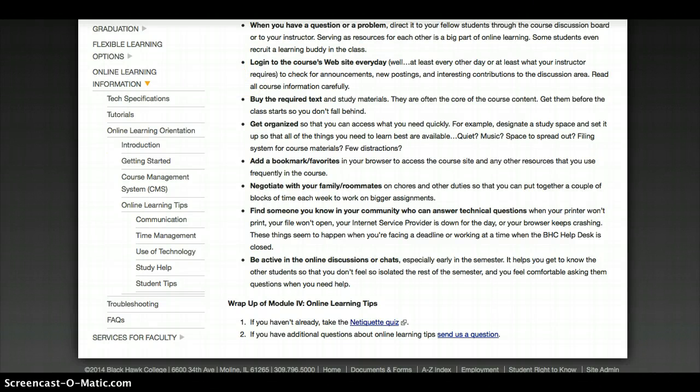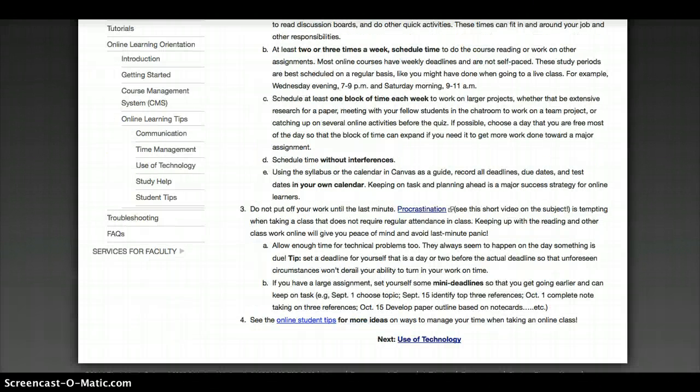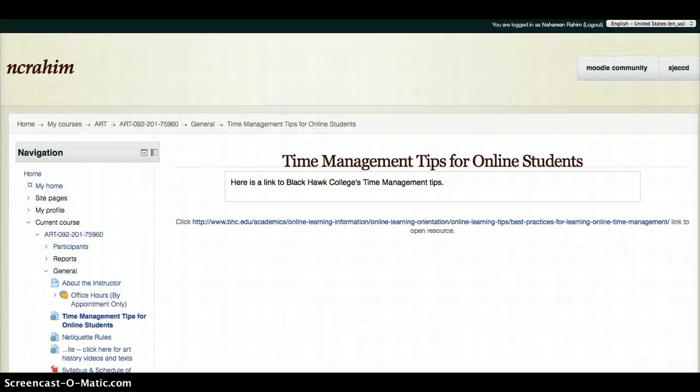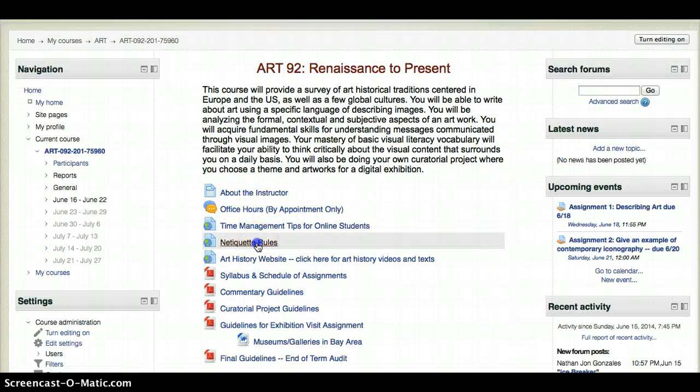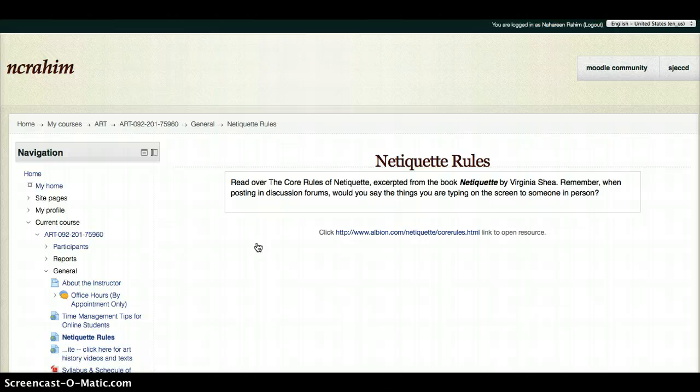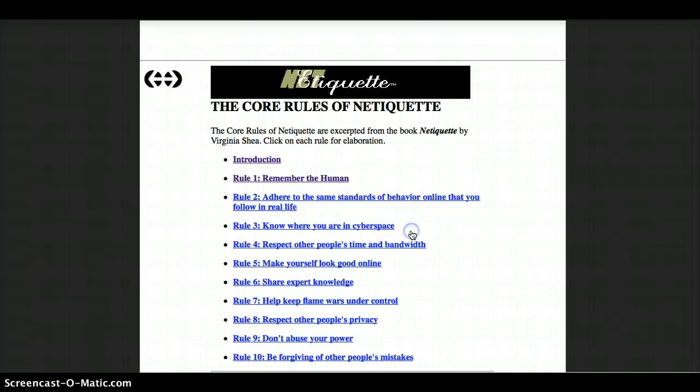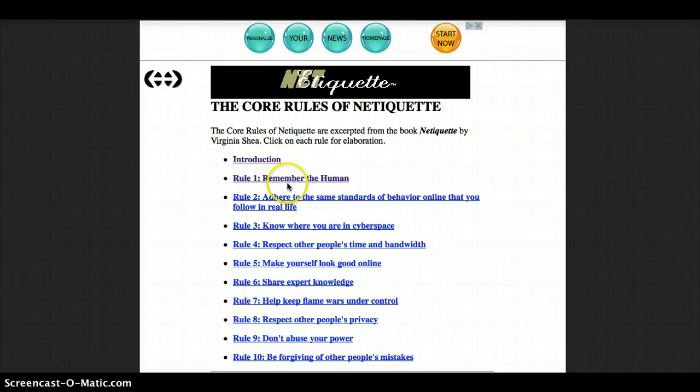Okay, that brings me to the next section, which is netiquette. Netiquette, what is that? This is the core rules of netiquette, which was excerpted by a book by Virginia Shea. And basically, we have some rules for online interactions, and I would like you to at least read through the first three. This one's really important.